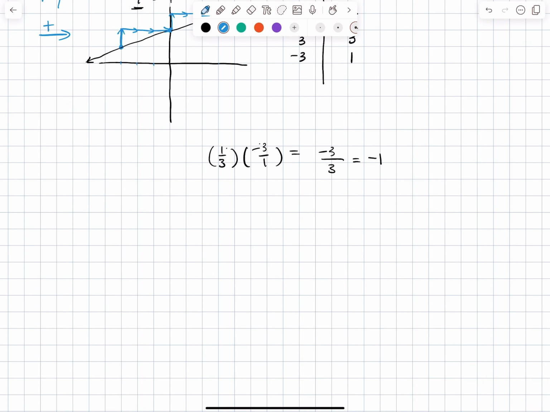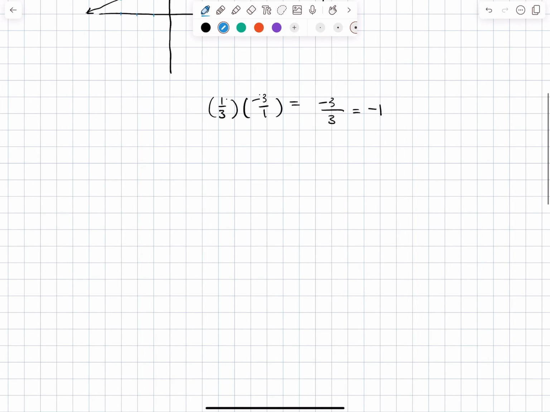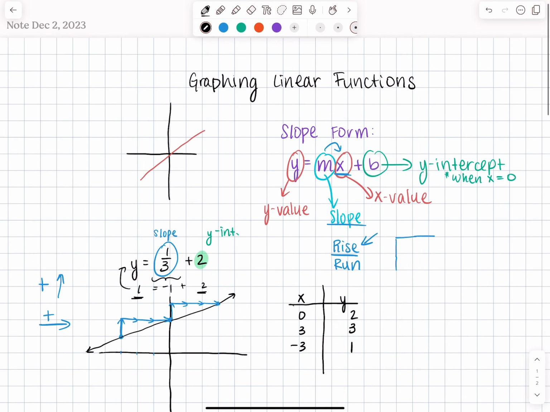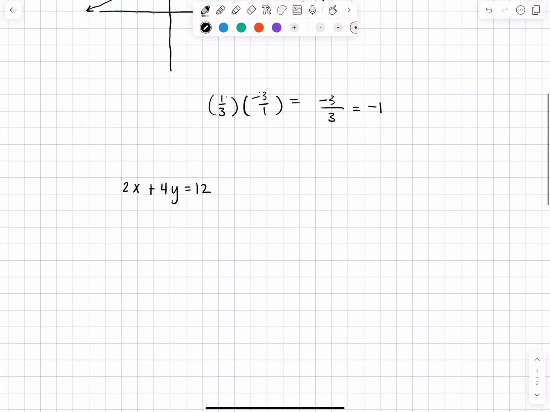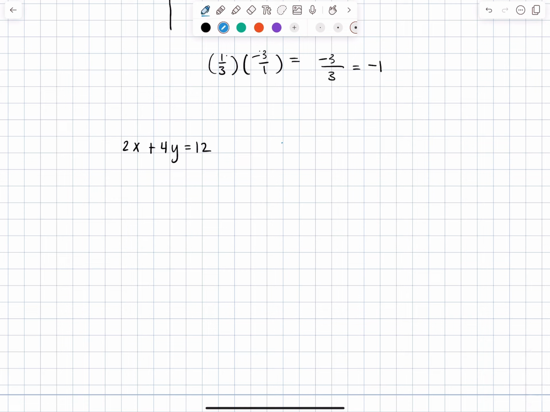Let's try a different example. Let's say we had 2x plus 4y equals 12. First of all, we need to make sure that our equation is in slope-intercept form, or slope form, which is y equals mx plus b. So we need to get the y value isolated. We can start by subtracting 2x on both sides.